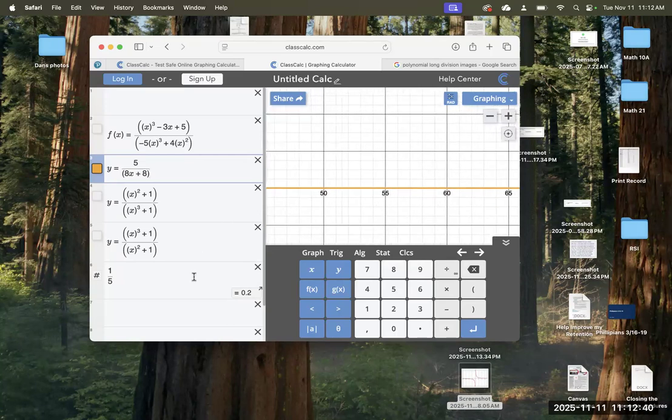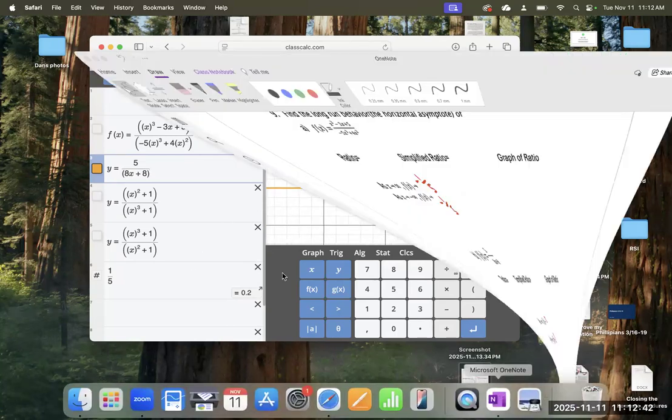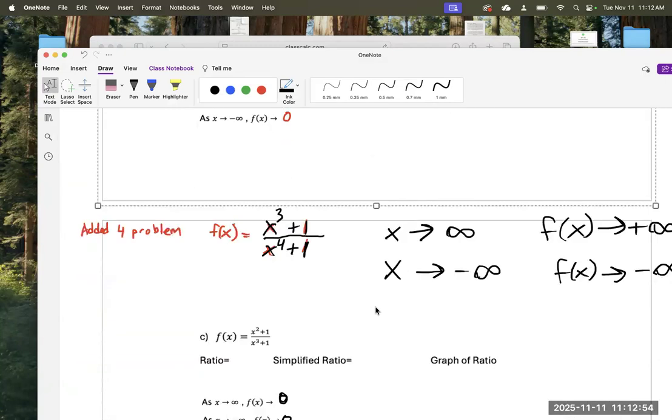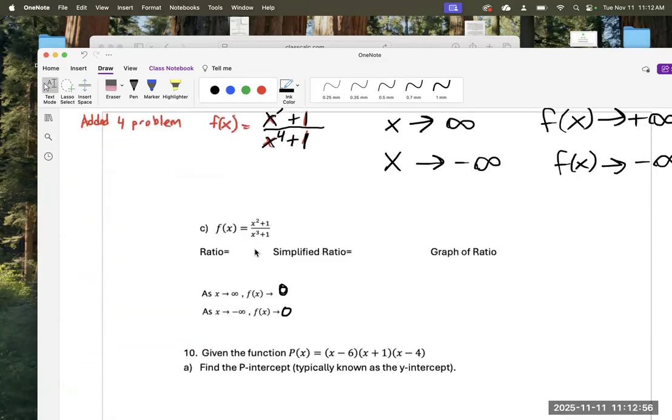So we were correct when we said that as x approaches positive infinity, the function approaches 0, and as x approaches negative infinity, the function does in fact go to 0. Okay, let's also do this one.